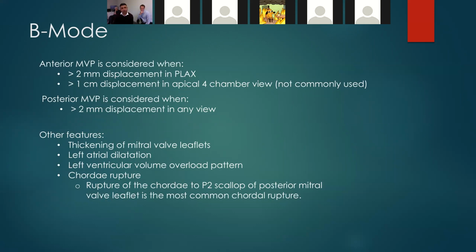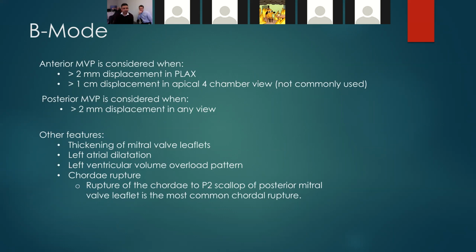And if you're trying to diagnose anterior mitral valve prolapse in the four-chamber, it's not 2 millimeters, you need at least 1 centimeter displacement. Otherwise, there are high chances of a false positive. But on the other hand, for the posterior mitral valve leaflet, you can have 2 millimeter displacement in any view, including four-chamber. But for the anterior mitral valve leaflet, 2 millimeters is not enough in the apical four-chamber.